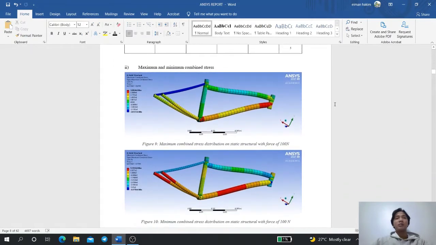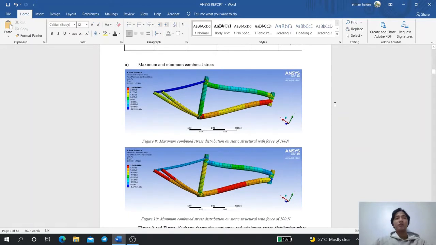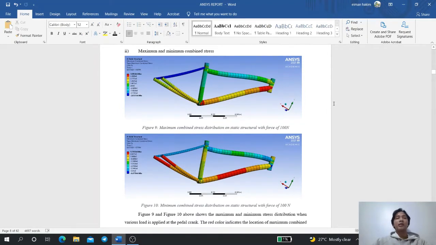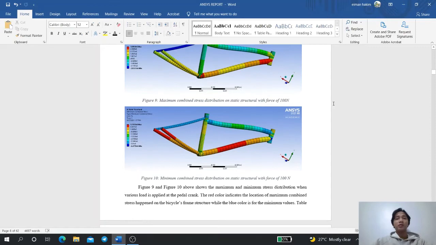Moving into the maximum and minimum combined stress. This is the figure where the upper part is the maximum combined stress distribution on the static structure with a force of 100 Newton, and the second part is the minimum combined stress distribution, also with a force of 100 Newton. Based on the two figures above, they show the maximum and minimum stress distribution when various loads are applied at the pedal crank.